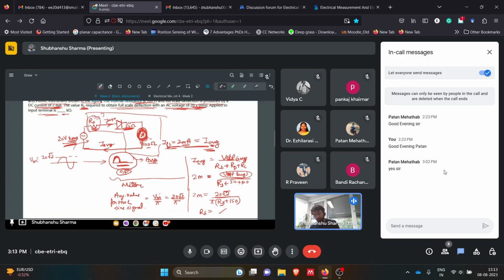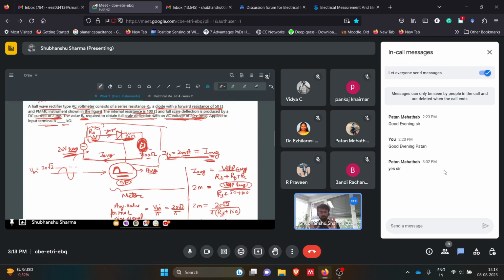Okay, so first of all we analyze that the PMMC meter looks like this. We have a PMMC meter. It is having an internal coil of 100 ohms, and it can half wave rectify any signal. Why? Because it is having a diode which has a resistance of 50 ohms. Then we added one Rs, that is a multiplier resistance, to increase the range of this meter.